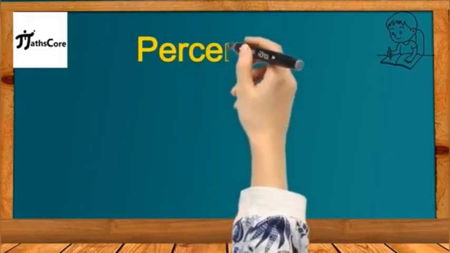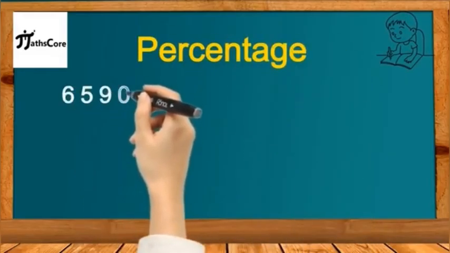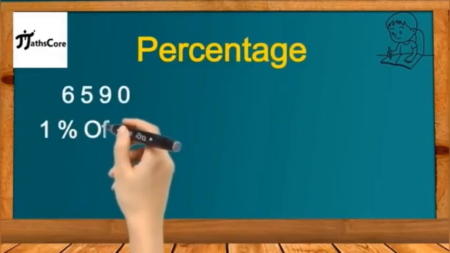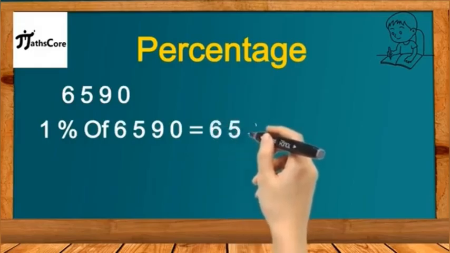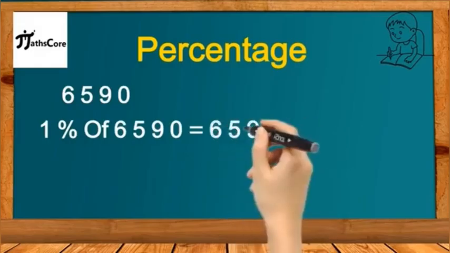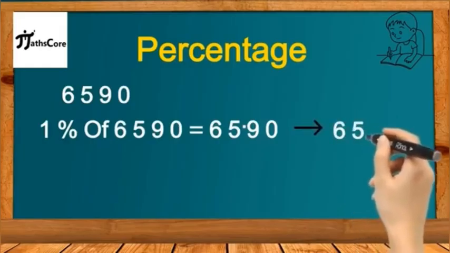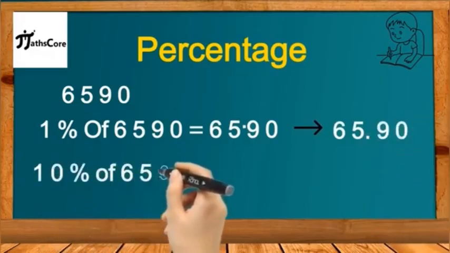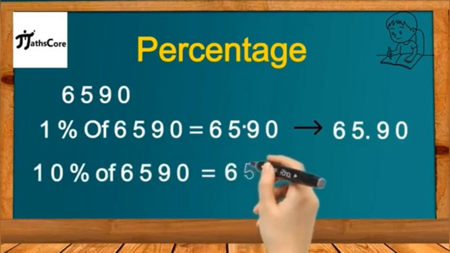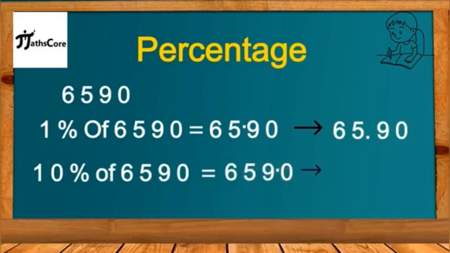Let's take one more example on it. The example is 6590. Let us find out 1% and 10% of 6590. To find out 1% of 6590, we need to put the decimal point after two places from the right. So 1% of 6590 is equal to 65.90. To find out 10% of 6590, we need to put the decimal point after one place from the right. So 10% of 6590 is equal to 659.